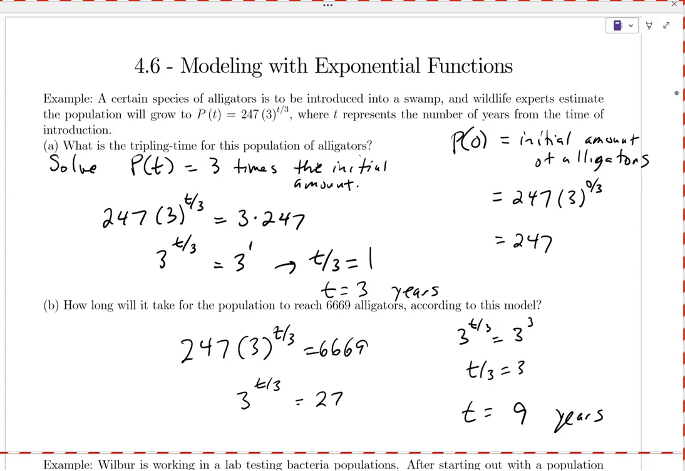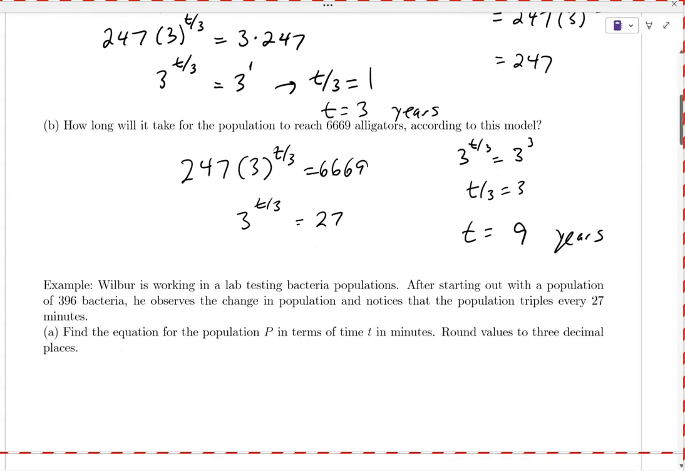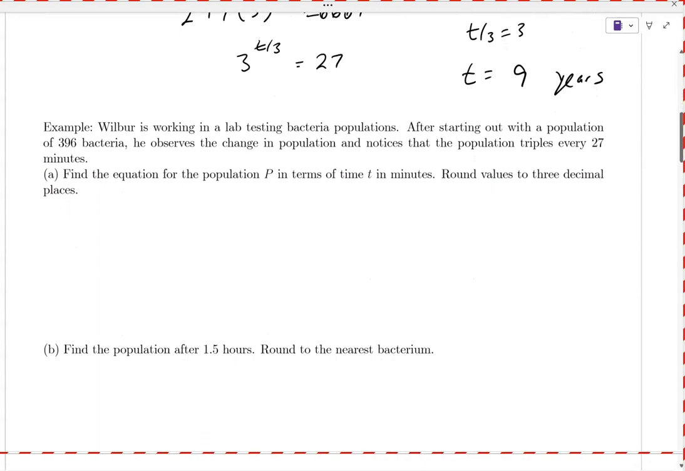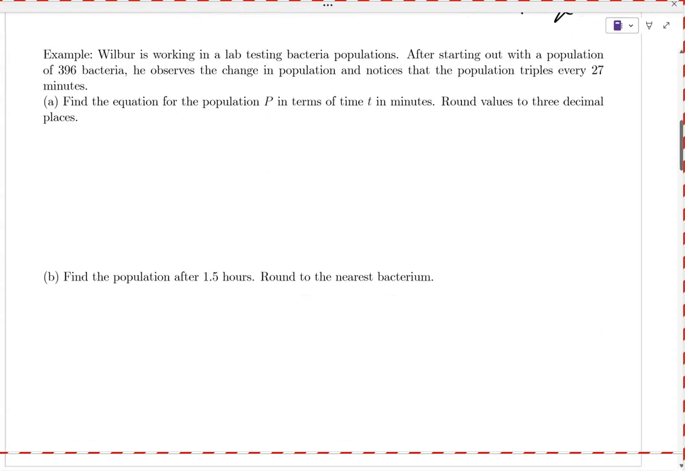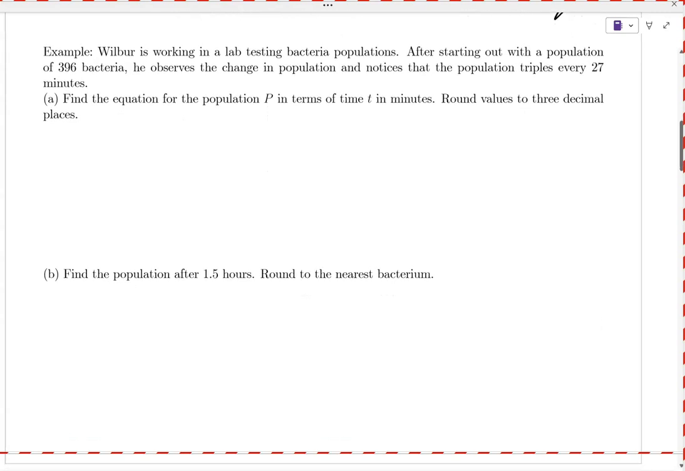All right. Let's look at the next one. And then we'll do more of these on Friday. So it says, we start out with a population of 396 bacteria. It observes the change in population and notices that the population triples every 27 minutes.